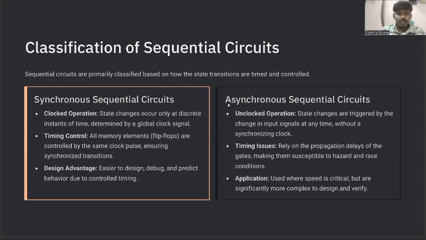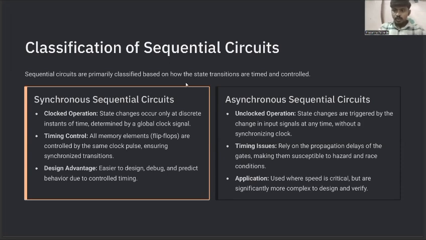In synchronous sequential circuits, the change in state occurs only at discrete intervals controlled by a clock pulse. So all flip-flops receive the clock signal simultaneously. For example, digital counter, register, etc. Clocked operations: state changes occur only at discrete time intervals, as we said. Timing control: all memory elements are controlled by the same clock pulse, ensuring a synchronized transition.